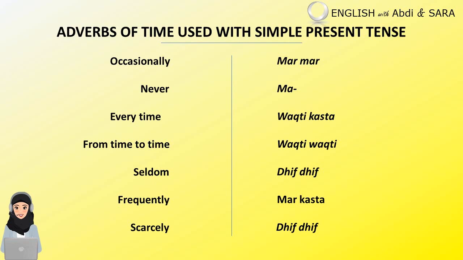Never means something you do not do whatsoever. For example, I never swim. I don't know how to do that. I never go to Bakara market. I don't know where it is. I never ride a bicycle. I don't have a bicycle. Never. What is the correct translation for never in Somali? Every time. Every time is wakti kasta. Wakti. Time is wakti. Every means kasta. So every time means wakti kasta.